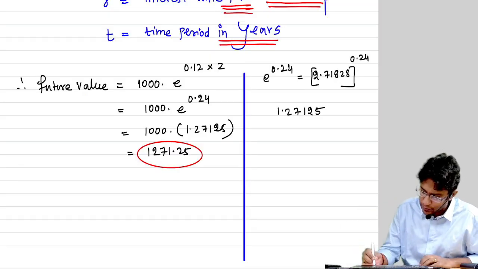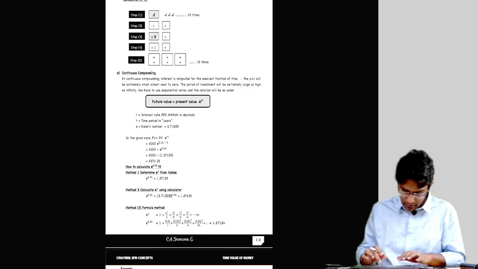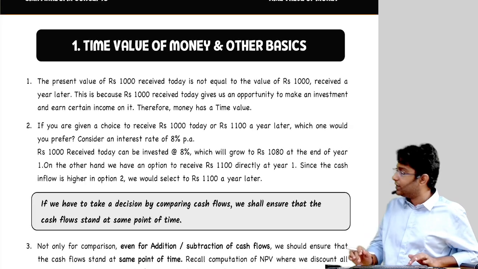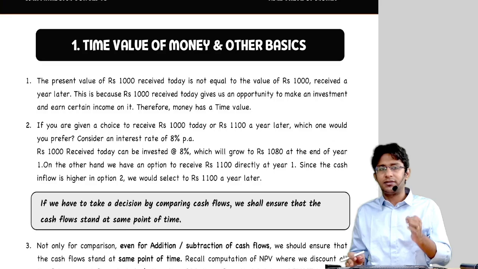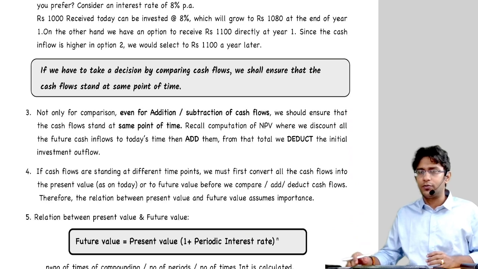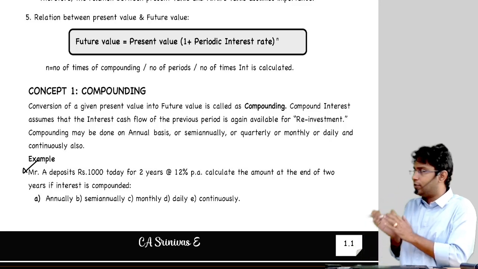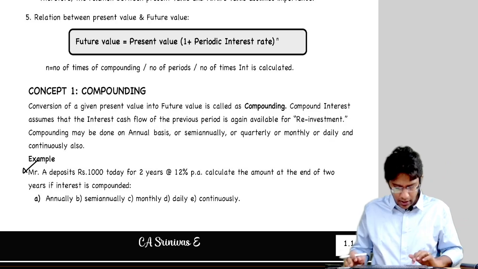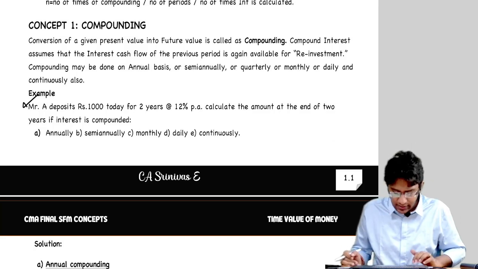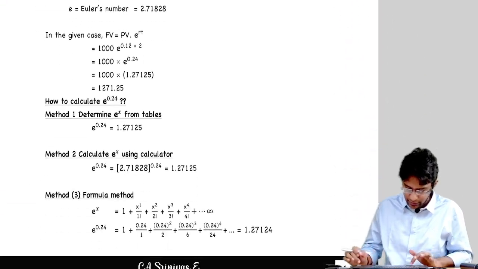So fine, sir. This is about your continuous compounding story. Now, what we have covered till now in the concept book is the basic introduction of time value of money, proving that money has a time value. And then comparison key, addition key, subtraction key: we should ensure that the cash flows are standing at the same point of time. Then the relation between future value and present value: future value is equal to present value into 1 plus R whole power n. And we went into the compounding story. We have seen annual compounding, semi-annual, monthly, daily, and even continuous. Up to here we have covered.